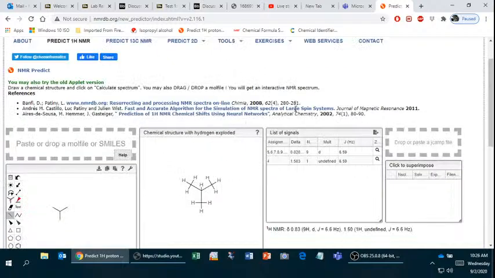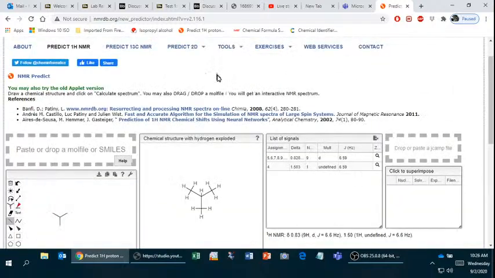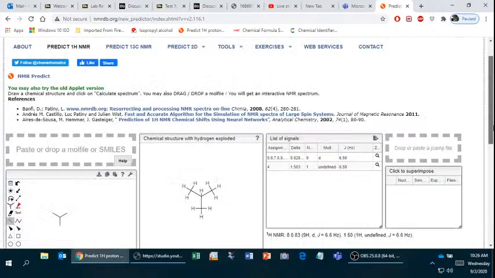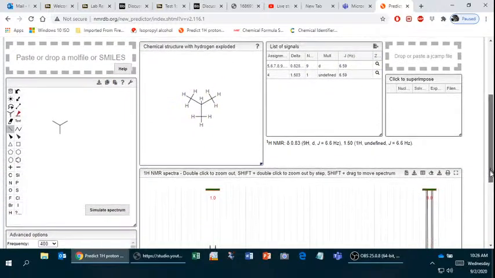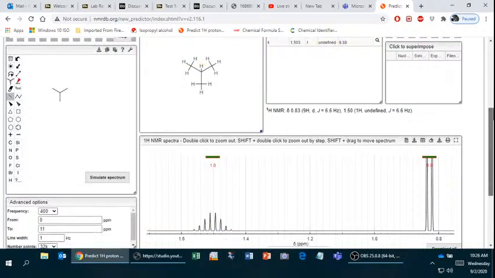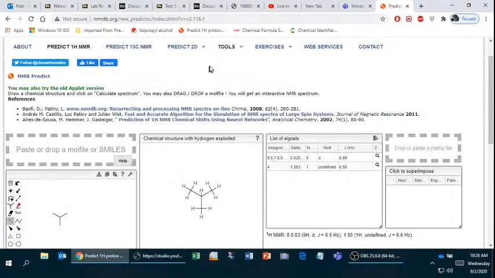Now the other nice thing is that if you run your cursor over the hydrogens, it'll show you where they are for the spectrum. So when I highlight over these methyl groups, you see that's the doublet. When I run over the single hydrogen, the reason it's not highlighting the whole molecule is because it's really just highlighting the chemical shift itself.